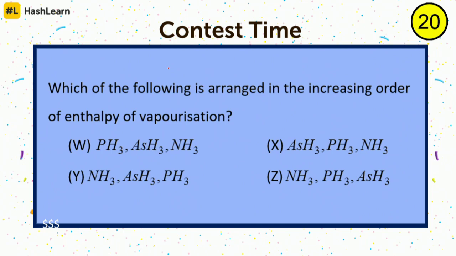She says it's Z. Okay. Increasing order, guys. 15 seconds left. So what is it going to be? So time's up. Preeti also says it is Z, increasing order of enthalpy of vaporization.